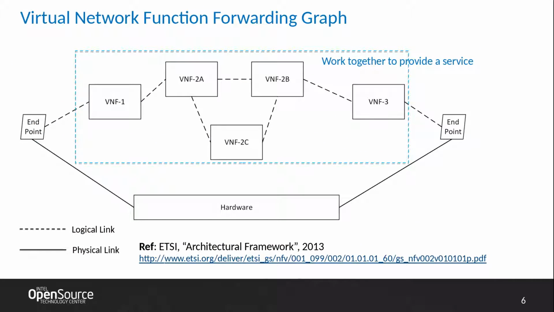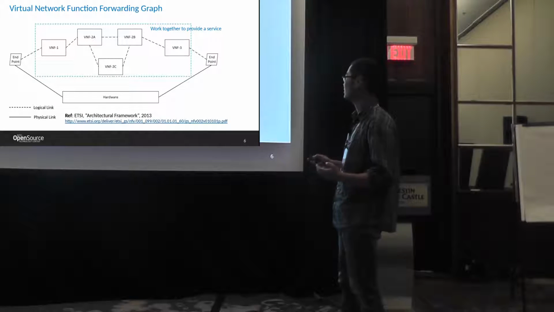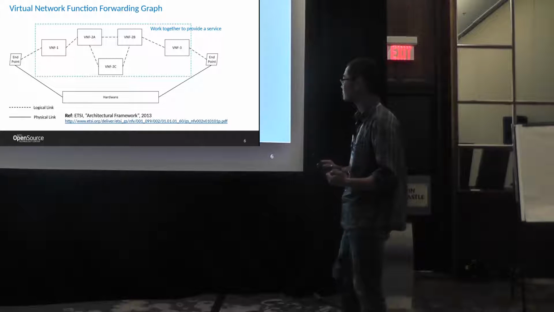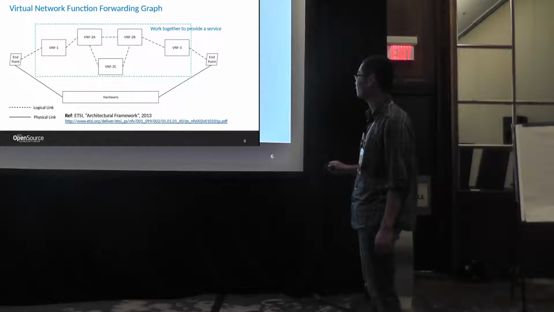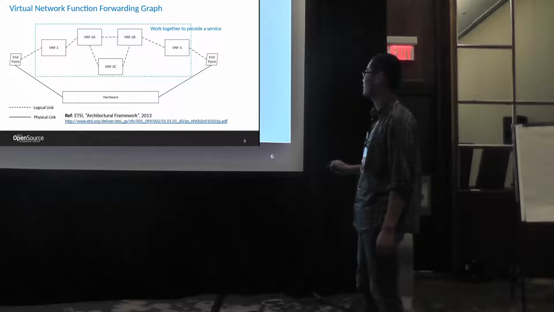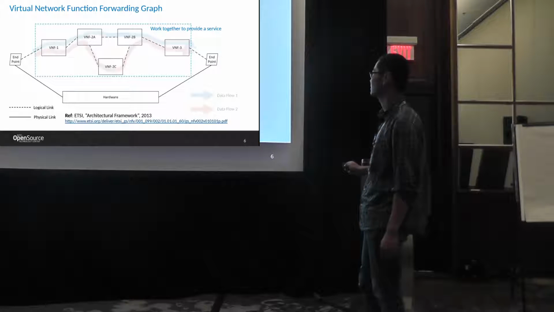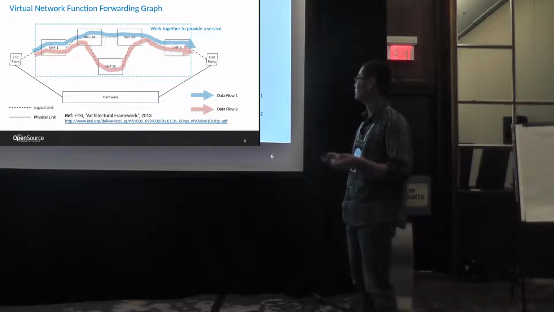Here I have a figure from the architectural framework made by ETSI. What this figure illustrates is a VNF forwarding graph. To be more precise, the packets first reach VNF1, and then after some processing, they are forwarded to VNF2A, and then they are forwarded to either VNF2B or 2C. And finally, they reach VNF3. Those VMs work together to provide a service. Here, it actually has two data flows, and those two data flows generate very frequent inter-VM communication.